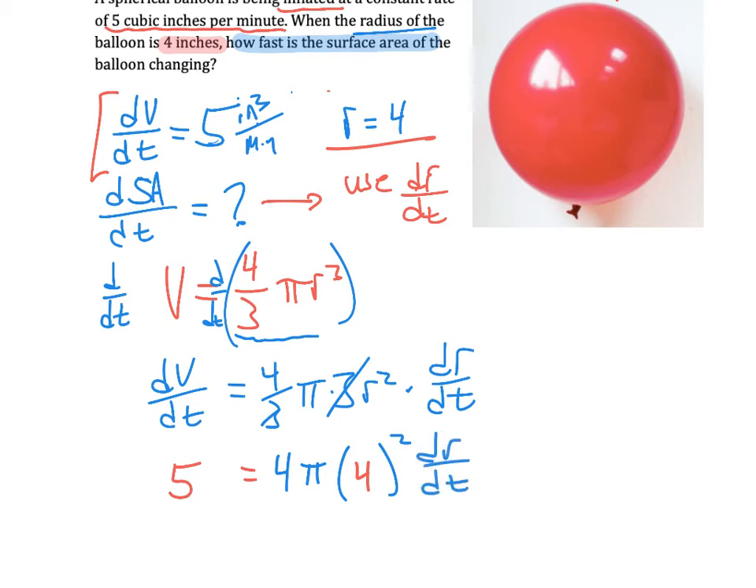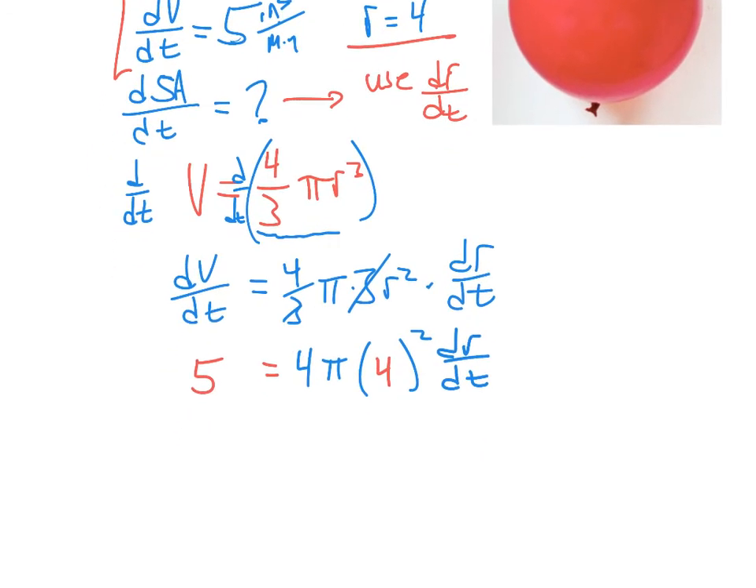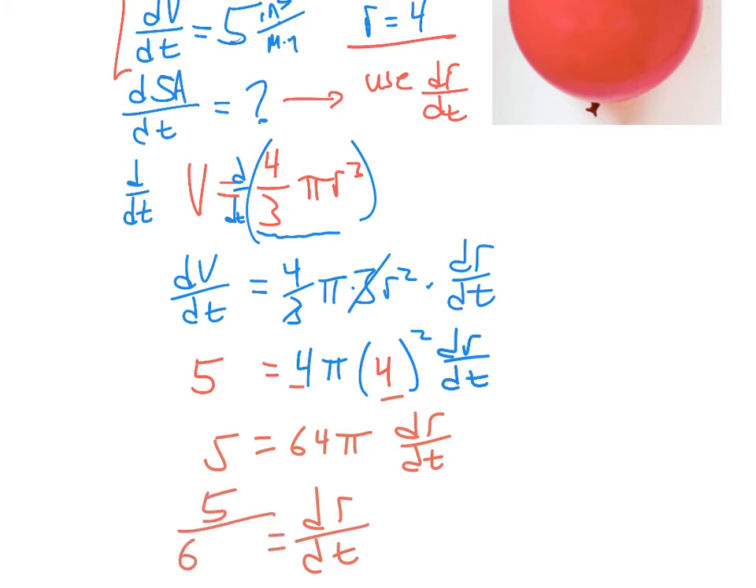So we simplified here, and then substitute for what we know. We know dV/dt. We know r. We don't know dr/dt. So let's see what this does for us. We have 5 equals 4 times 4 times 4, which is 64 pi, times dr/dt. If we solve this, we get dr/dt equals 5 over 64 pi. So now we know dr/dt, the change in r.